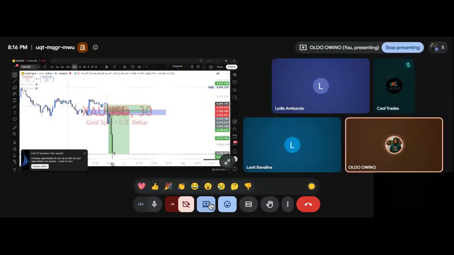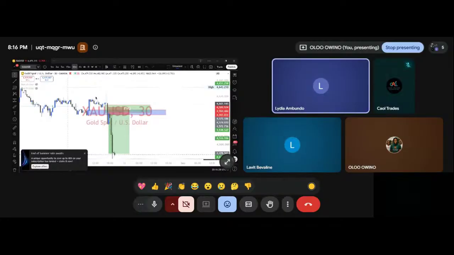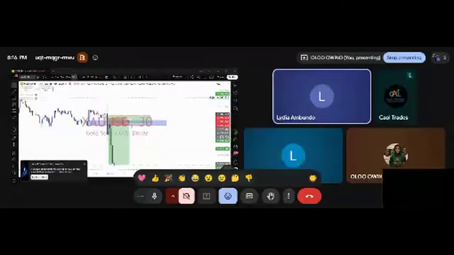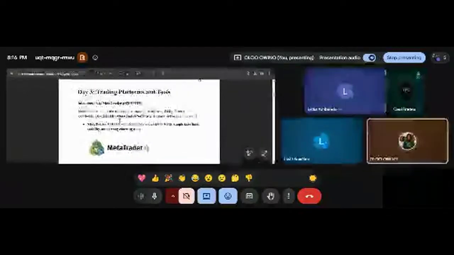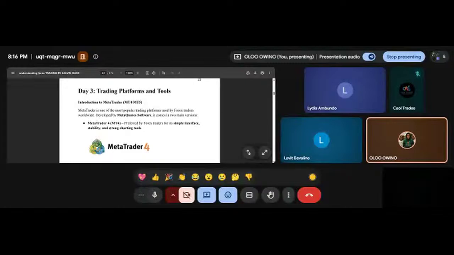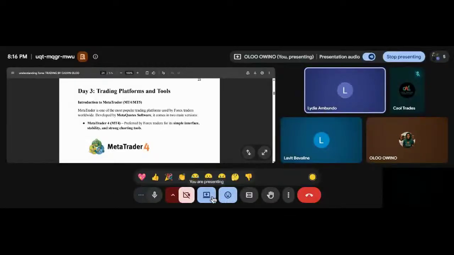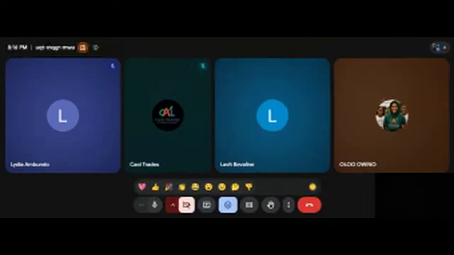Today's topic is going to be about trading platforms and tools. On trading platforms, we're going to cover the types of trading platforms that are there in forex trading, stock, crypto trading, synthetic trading, and the major platforms that we always use. And with that, I'm going to use a different screen.